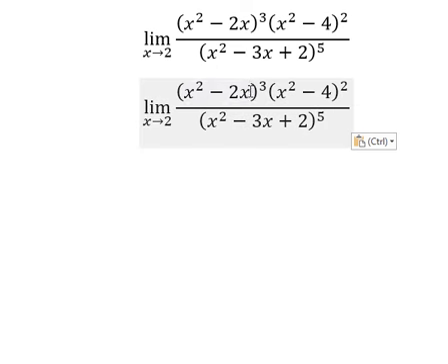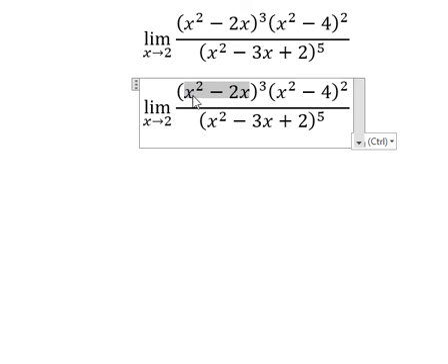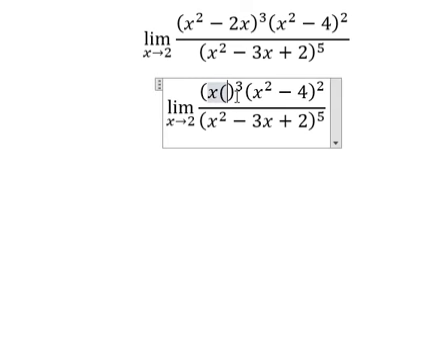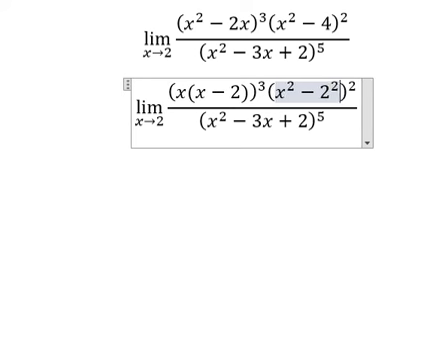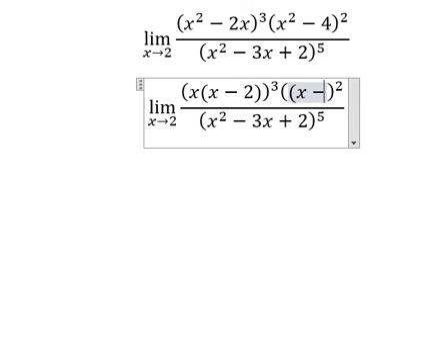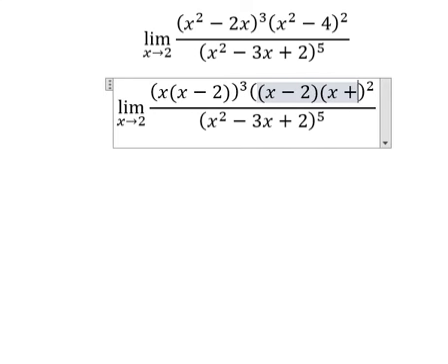We need to do factorization in here. s squared minus 2s, you will go about s multiplied by s minus 2. This one we can do about identity. Number 4 in here is 2 to the power of 2. And this one we can write into s minus 2 multiplied by s plus 2.